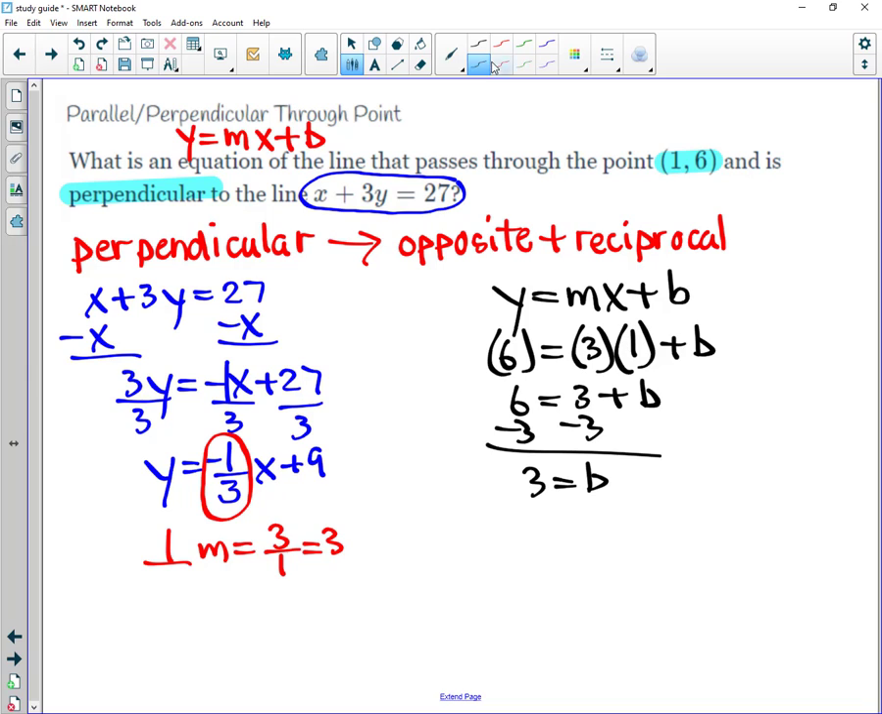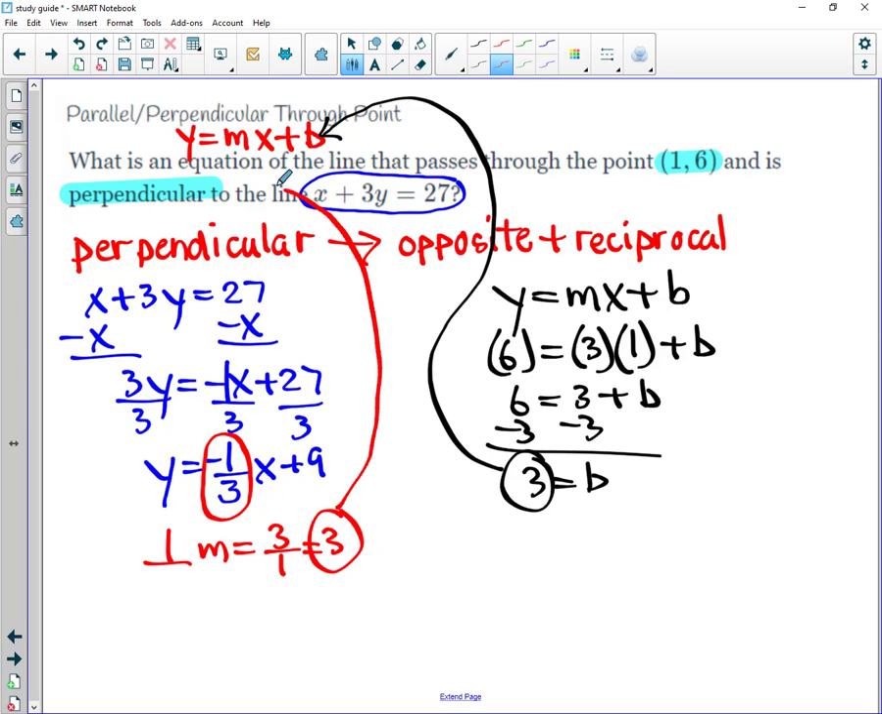Okay, let me point out that my b value right here is 3, and our m value is 3. They're exactly the same, and I guess that's okay. I just didn't think they'd be the same. All right, cool. So I have y = 3x + 3, and we'll box that and move on.